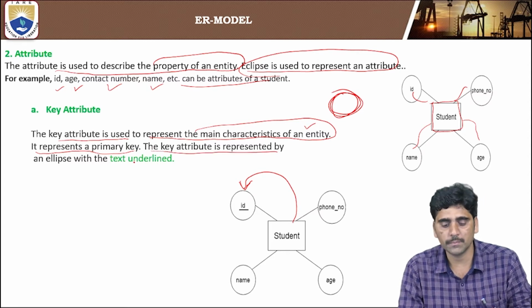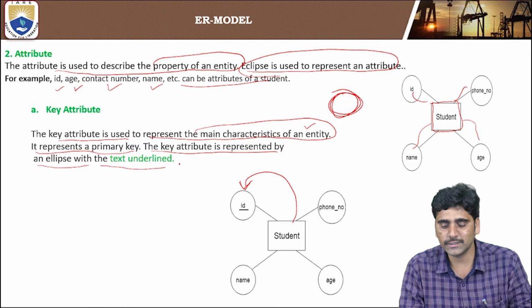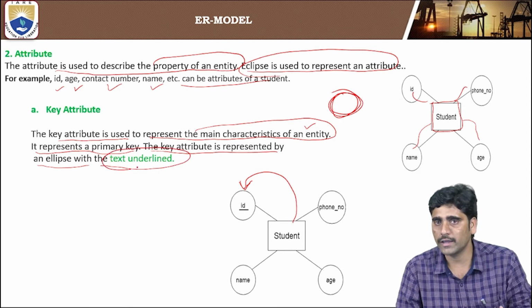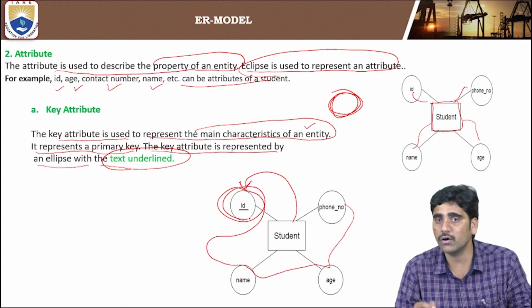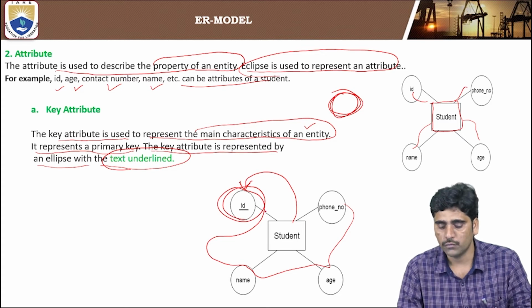The key attribute is represented by an ellipse with the text underlined. We took the example: student contains phone number, age, name, and ID. But the ID is underlined text because all these three fields, phone number, age, and name, depend on this field. That's why we can say this ID is a primary key as well as the main key attribute.